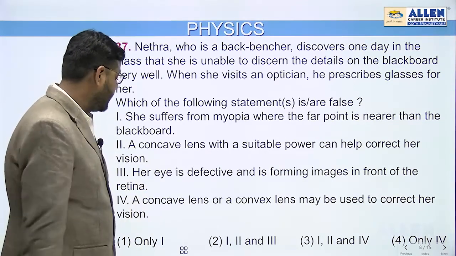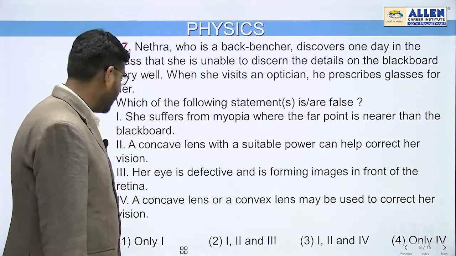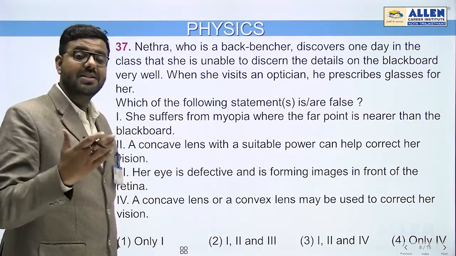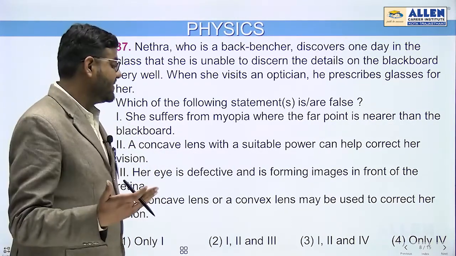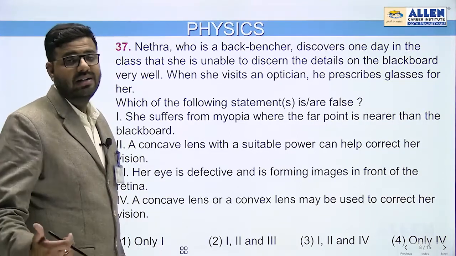Now let's see statement 4. A concave lens or a convex lens may be used to correct her vision. So no, as we have discussed, for myopia the corrective lens is concave lens. Convex lens is used for hypermetropia. So we can't use both lenses for correcting myopia.